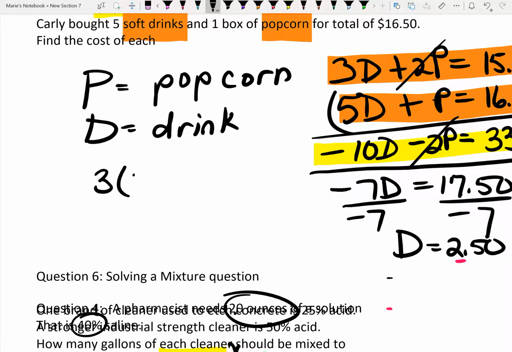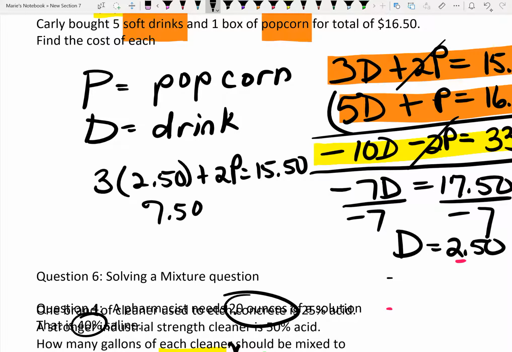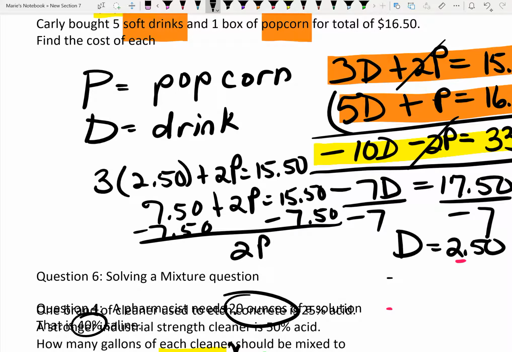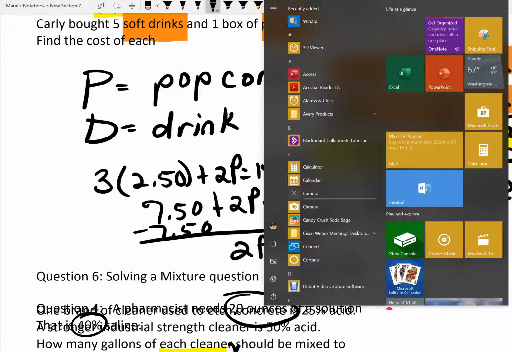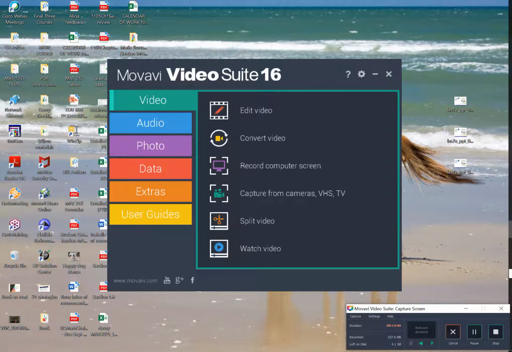So you get 3 times 2.50 plus 2P is equal to 15.50. Alright, and so this gives you 7.50 plus 2P is equal to 15.50. If I subtract 7.50 on both sides of this equation, I get 2P is equal to 8, and therefore P is equal to 4. Okay, I'm going to stop this video here. So I have a student waiting for me, and I'll re-record the rest, but at least this is the first couple of questions.